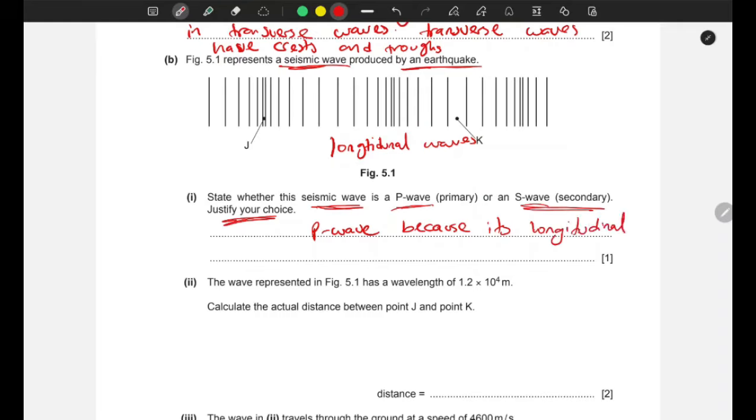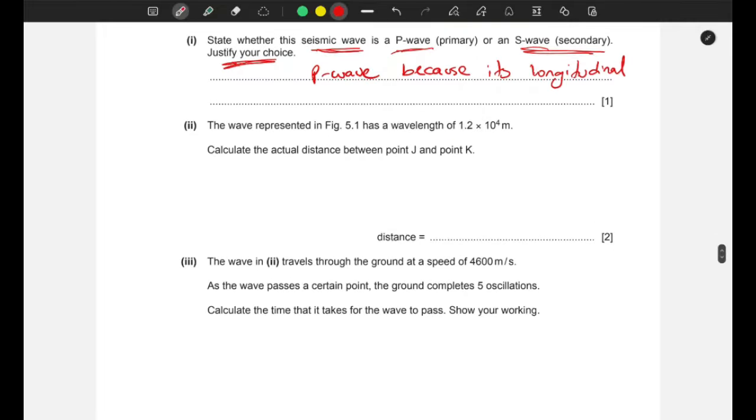So a P wave is longitudinal and a seismic S wave is transverse wave. That's what you need to know. Part 2. The wave represented in 5.1 has a wavelength of 1.2 times 10 to the power of 4 meters. Calculate the actual distance between point J and point K.